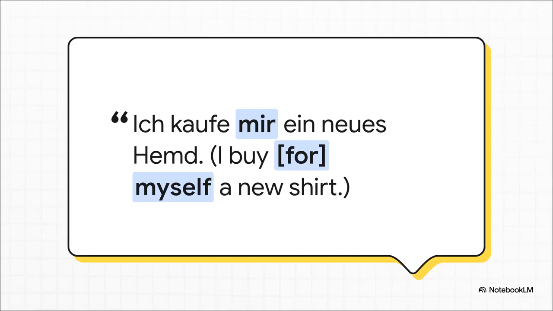Here's another example. Ich kaufe mir ein neues Hemd. Let's break it down. What am I buying? A new shirt. That's our direct object. So, who am I buying it for? For myself. That's why we have to use the dative pronoun, mir. You're thinking like a German now. I buy, for myself, a new shirt.